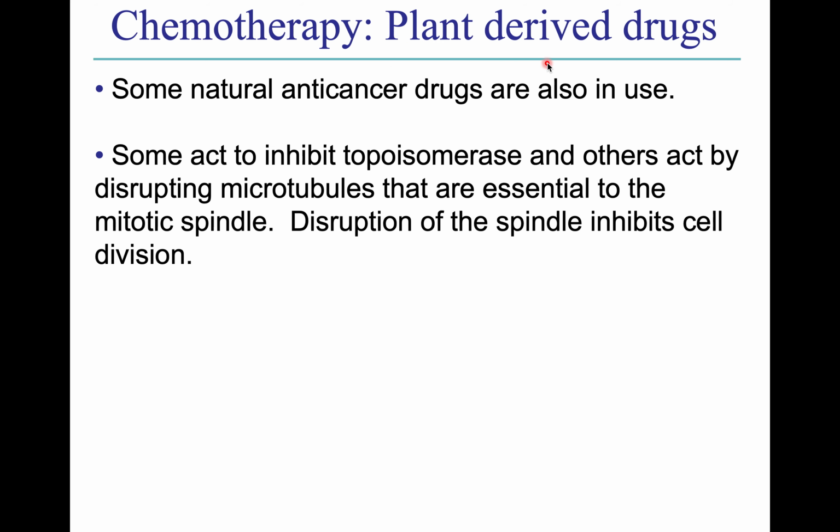But the majority of these traditional plant-derived chemotherapy drugs either act by inhibiting topoisomerase, as we were just talking about with some of those antibiotic chemotherapy agents, or they will act to disrupt microtubules. So they can bind to and inhibit microtubule polymerization. And that's significant because microtubules make up the mitotic spindle, right, which of course is what's moving the chromosomes around during mitosis. So if you disrupt the spindle, you disrupt the mitotic division.